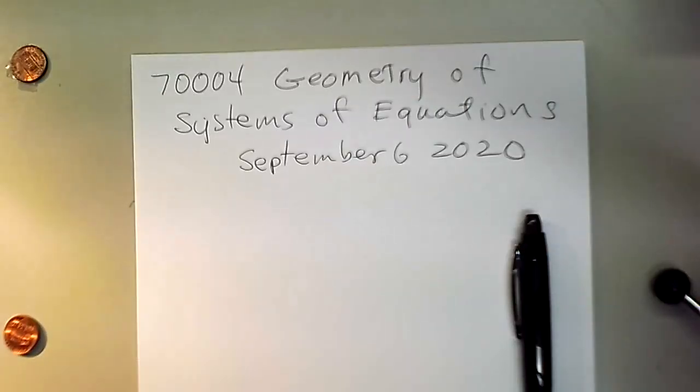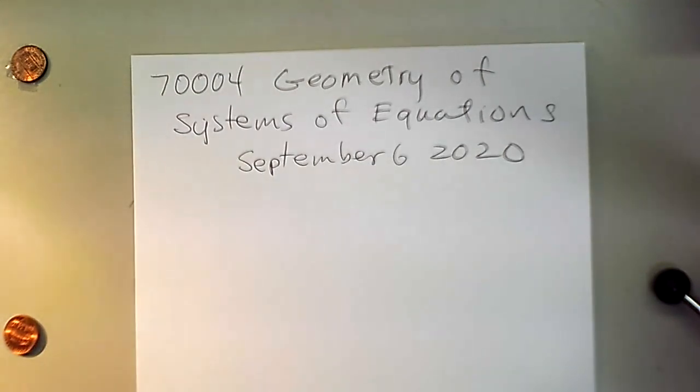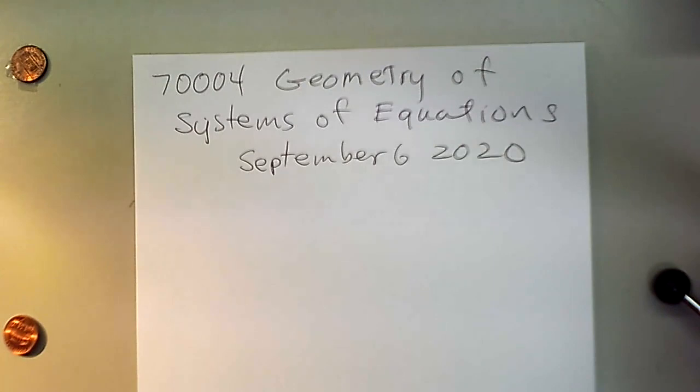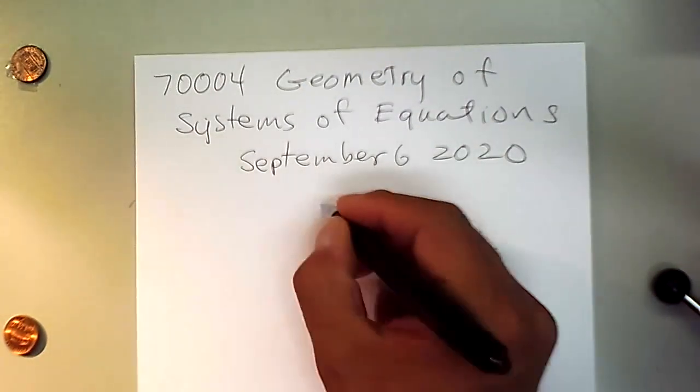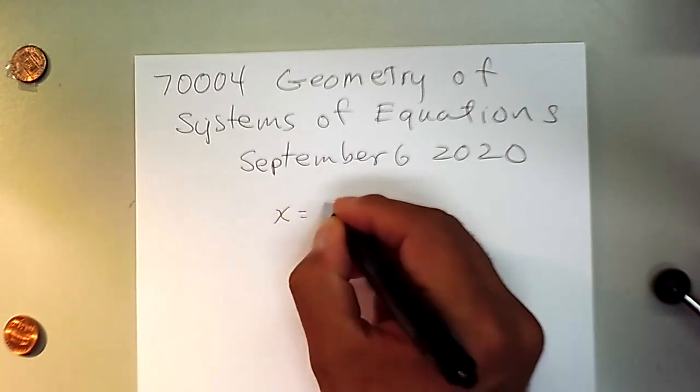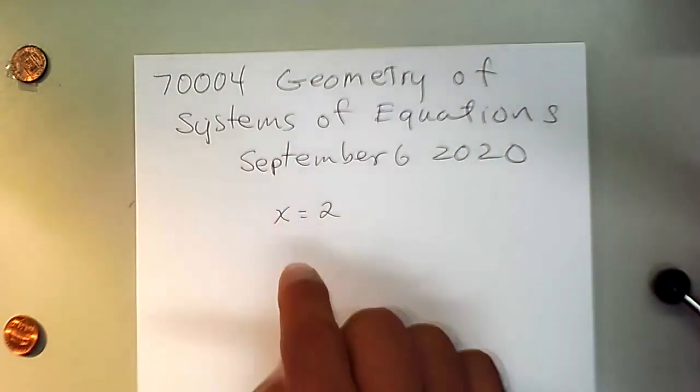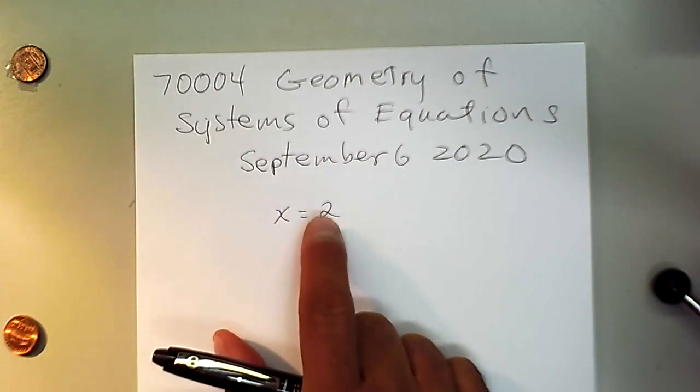We're going to talk about the geometry of systems of equations. Let's start with one equation. This really depends on the dimension in which we are embedding our equation. If you have one dimension, let's start with an equation, let's say x equals 2. So what is the representation of this equation?